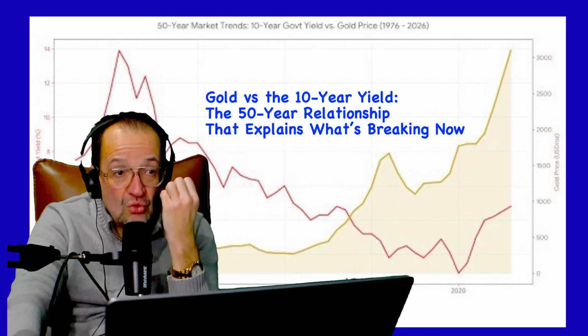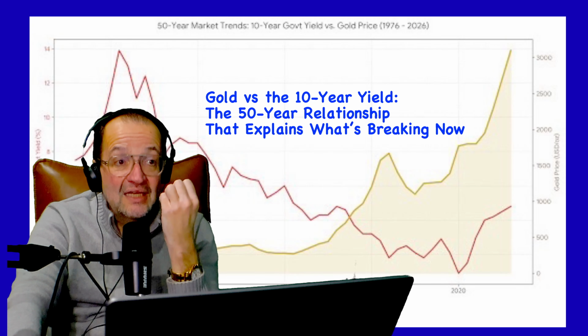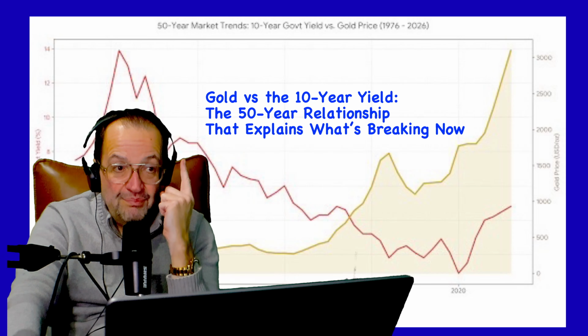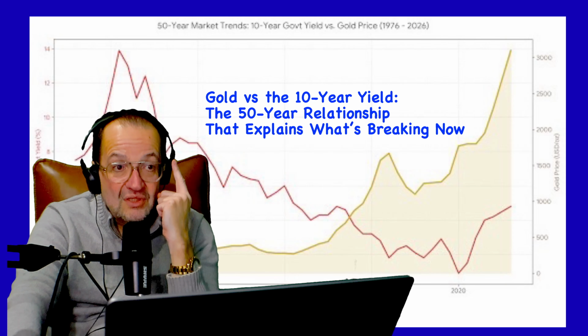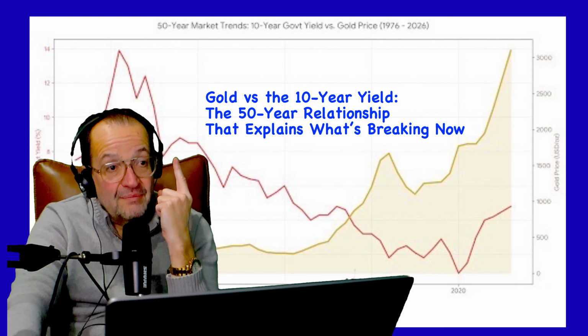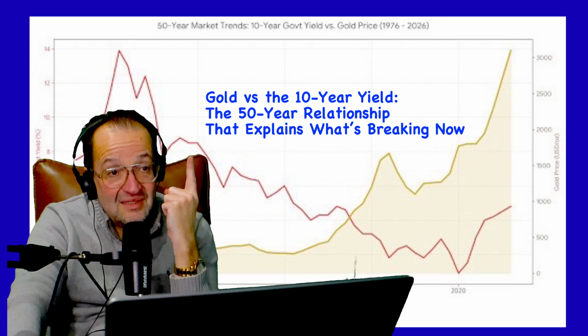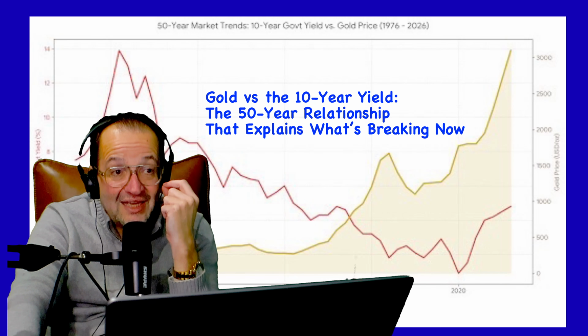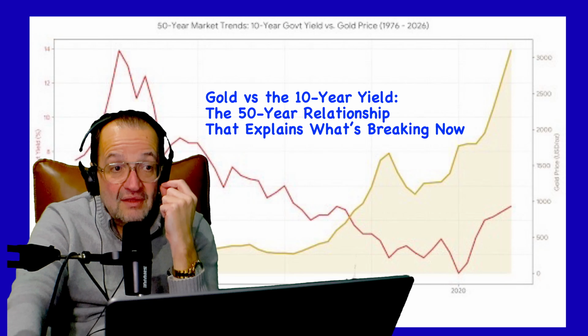So what does this 50-year relationship really say? It says that gold doesn't compete with yields. It competes with confidence. When people trust money, gold sleeps. When people fear money, gold wakes up. And high yields can happen in healthy systems or stressed systems. Gold rises when yields reflect stress, not strength. That's a difference most people miss.